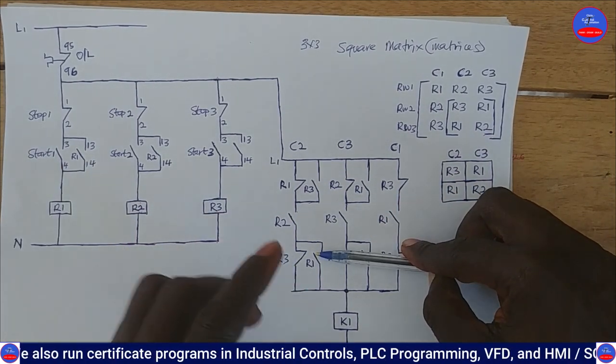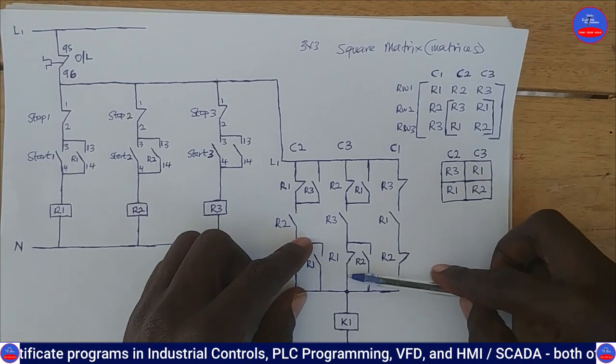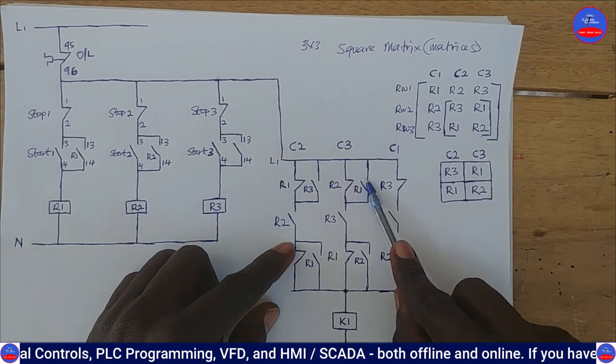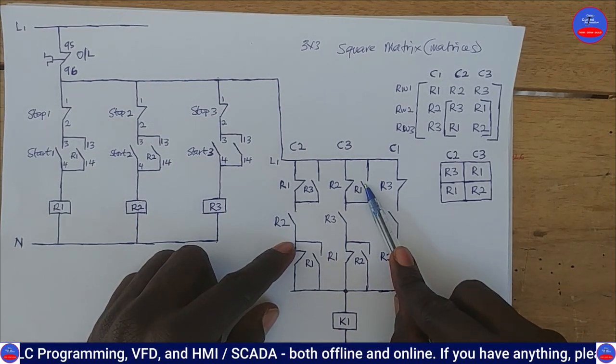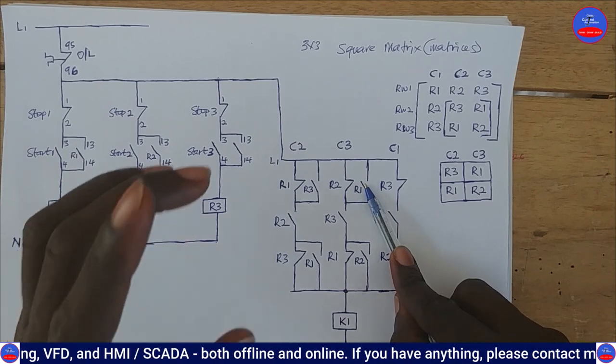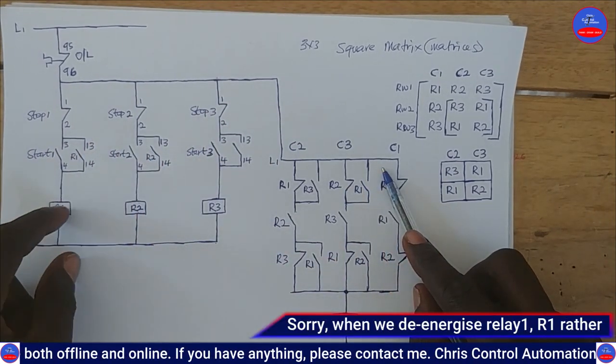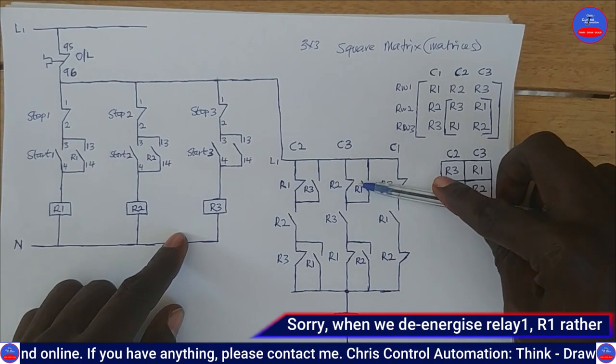Though, because you have de-energized the R1. Let's see here. The R1 was also closed. Now that you have de-energized it, this side is open back. Okay? The R2 is also already energized, so this side is open. So the moment we de-energize the R3 and this side opens, you have open here.